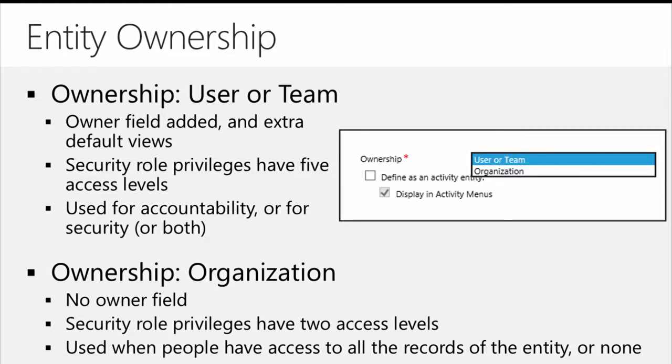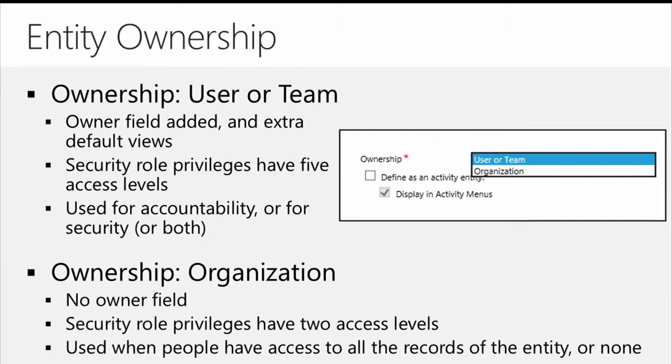What happens when you create a user or team owned entity is it also has different security role privileges associated with them. So if you were to go into the configuration course and look at some of the security role items, you would see that this is where you have the ability to set it at a business unit level, at a user level, at an organization level, and you can define who should be able to work with those items. You really see user or team owned for accountability or for security within the application, and it's really the more commonly used ownership record type as you're working through.